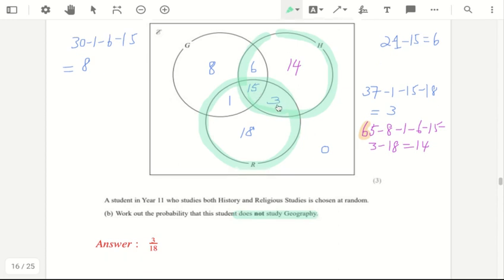So out of 18, can you see that 3 doesn't study geography? Because those who study geography are in this orange circle. So 3 of them don't study geography, but they study religious study and history. So the answer has to be 3 out of 15, not 3 out of 65. Okay, because they only picked from the history and religious study students, which is this green part that I've highlighted.